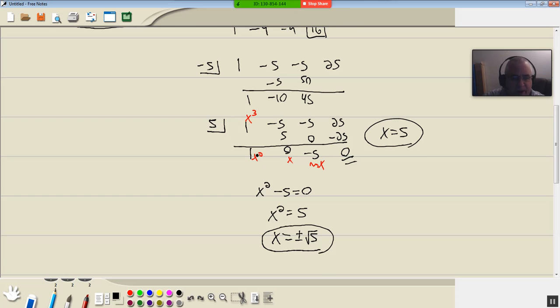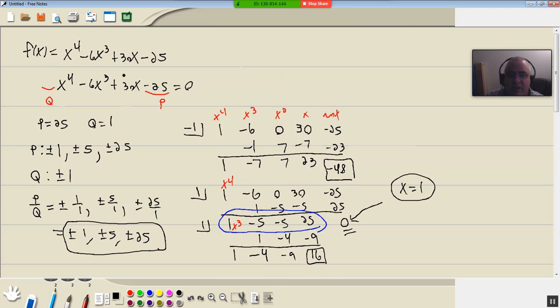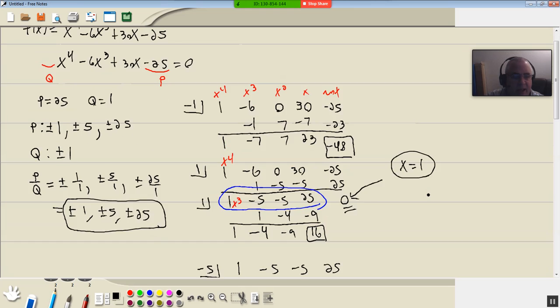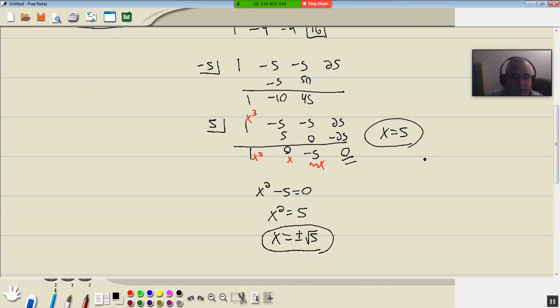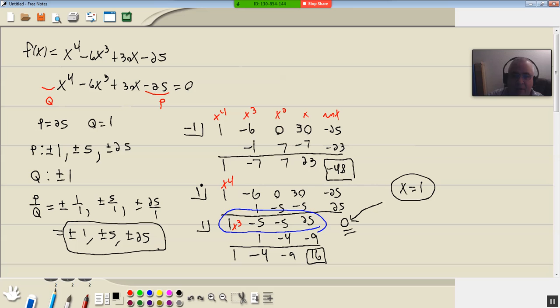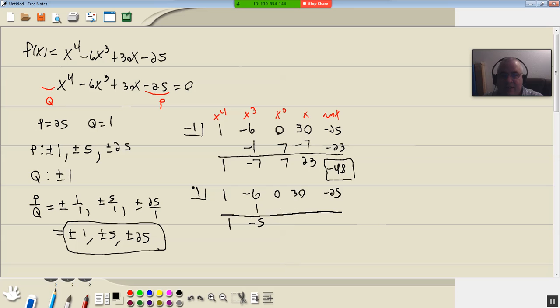The fundamental theorem of algebra says your largest power tells you how many answers you're going to have. So 4 tells us we're going to have 4 answers. We found one answer, x equals 1. We found x equals 5, and then we found plus or minus square root of 5. So that accounts for all 4 of our answers. That's how you do it if you're doing it by hand. Kind of a tedious process.